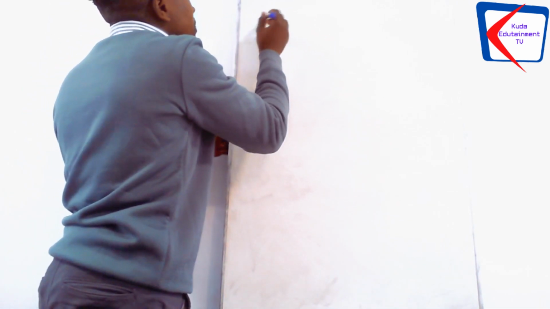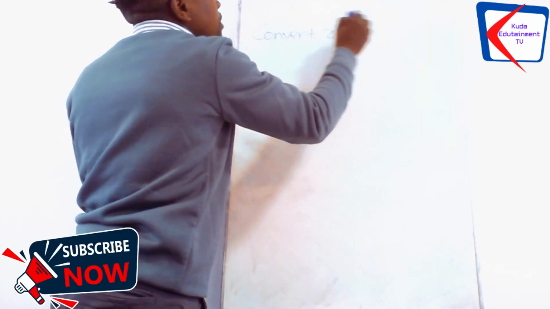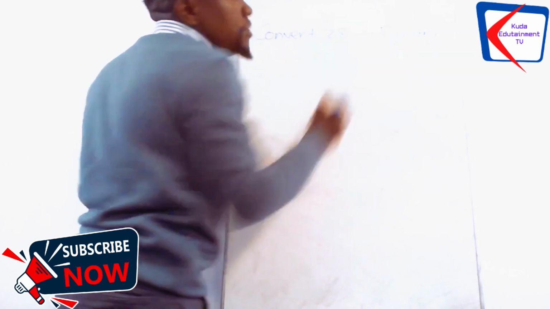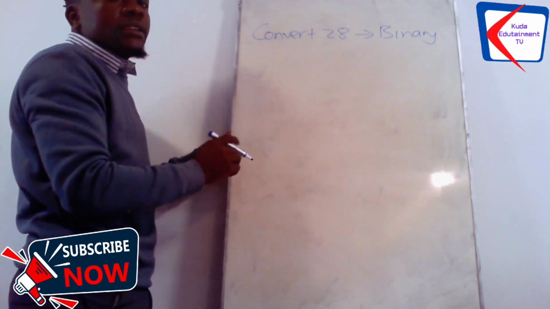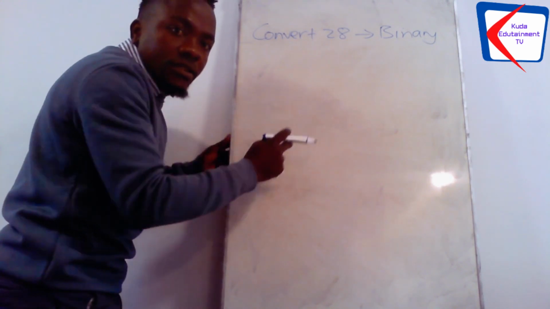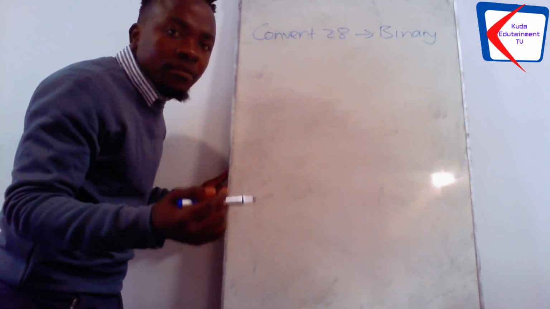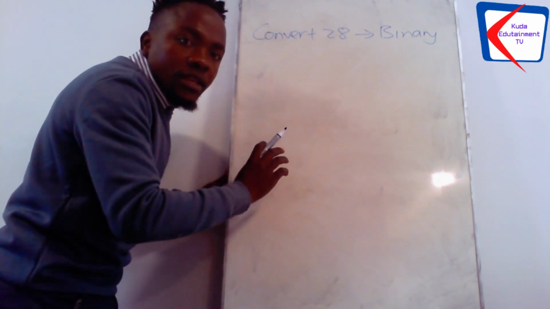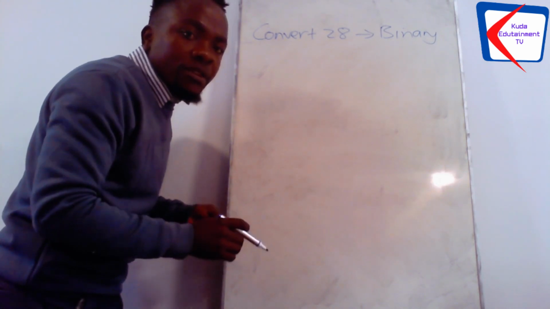So we've got a number like 28. The question will say convert 28 to binary. So this is the question: we want to convert 28 to binary. 28 is greater than what? Than 15, which is the largest denary number we can make out of a 4-bit binary unit. So in this case, we want to use an 8-bit binary unit.